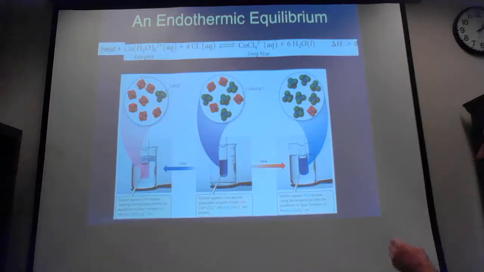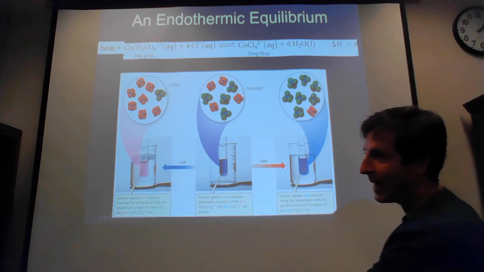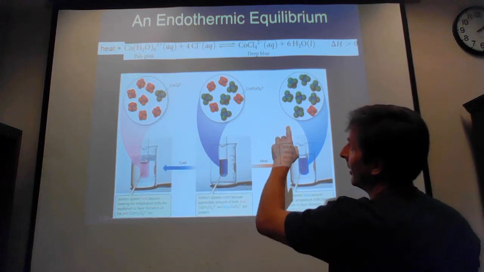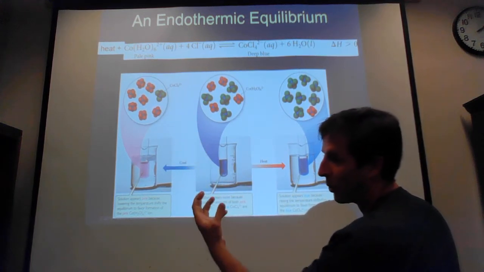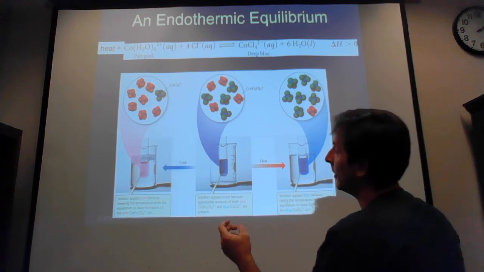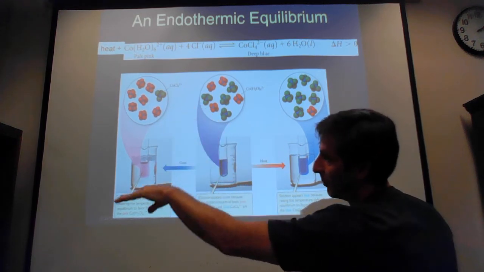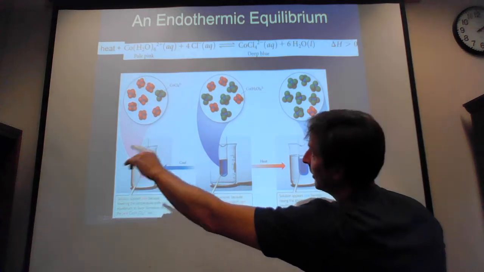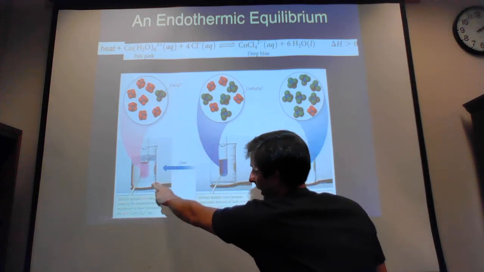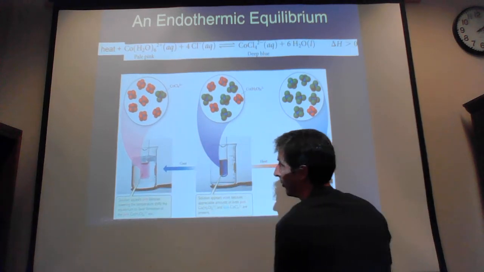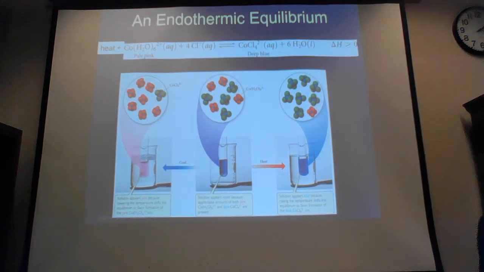On the other hand, if I add ice and cool it down, if I remove heat by lowering the temperature, then heat is being removed. It's going to pull the reaction to the left, turning it more toward the pink form, and I can see that in my test tube. The reaction vessel becomes pink.